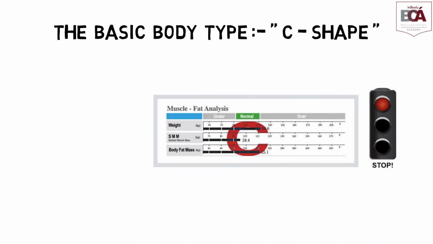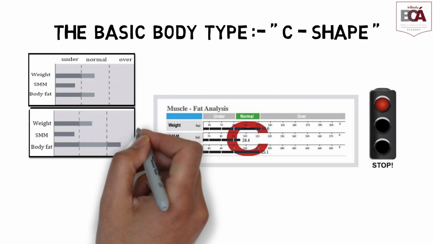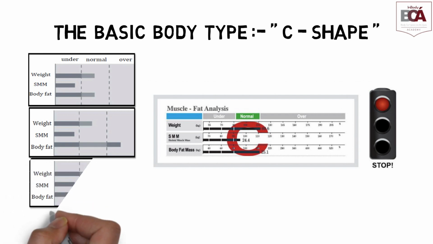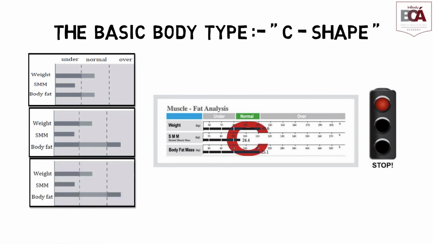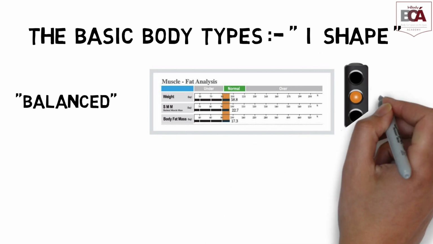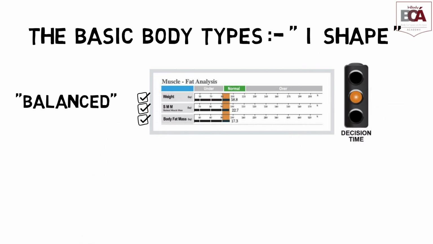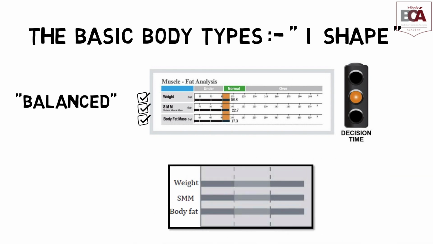Although this is characteristic of someone who is overweight or obese, you may see this shape in someone who is normal or underweight too. An I-shaped individual has a balanced body composition, meaning their weight, skeletal muscle mass, and body fat mass bars roughly form a straight line. Although people with this body composition are often at a healthy weight or body fat percentage, they can still have health risk if they have too much body fat.